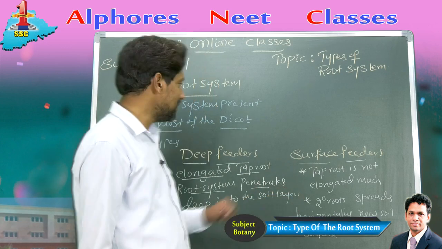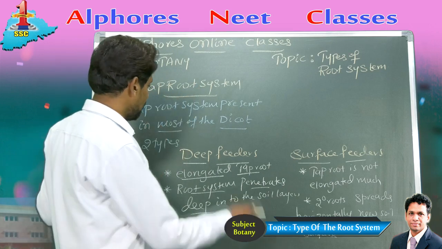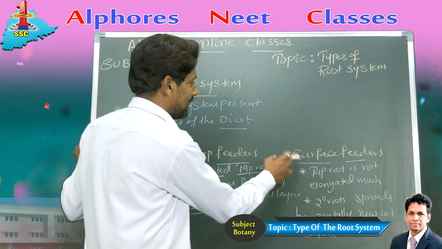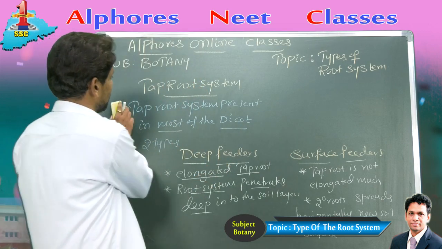Is it okay? Therefore, the taproot system is of how many types? 2 types. What are they? Deep feeders and surface feeders.